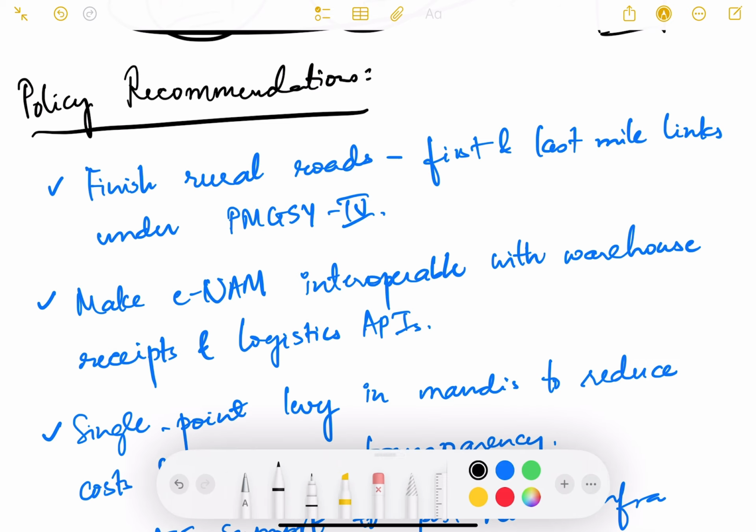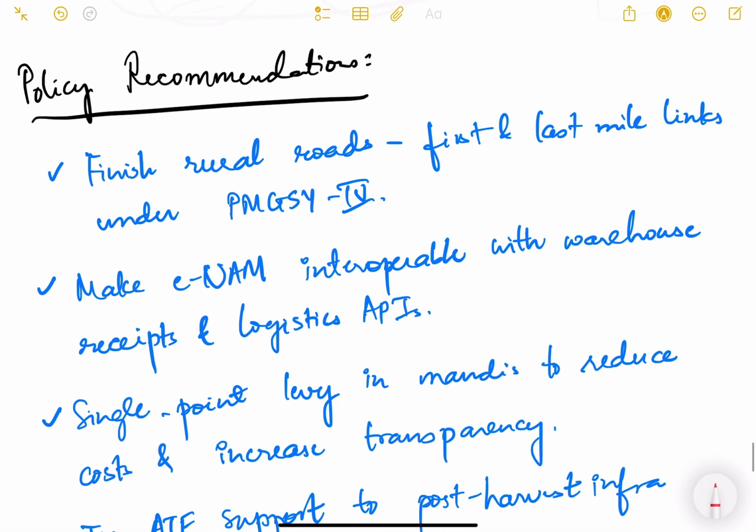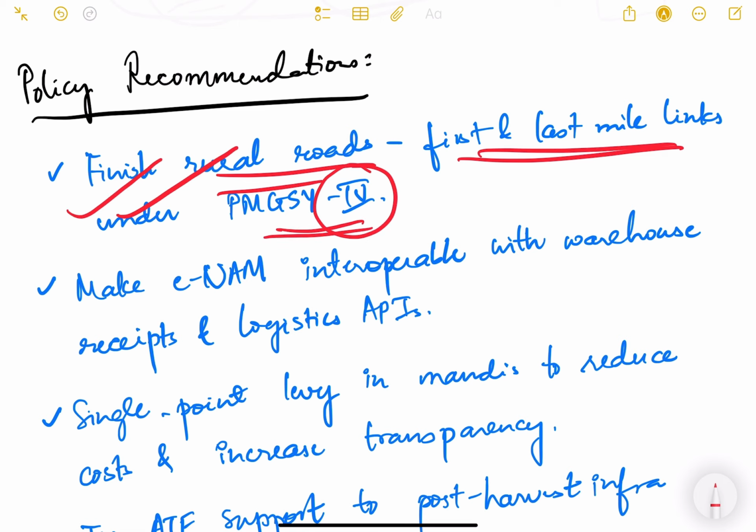Now what are the further policy recommendations that can be done, innovative ways to resolve these issues? So first, we have to deal with the basic problem. That is rural roads. Okay, in order to have the first and last mile connectivity under the Pradhan Mantri Gram Sadak Yojana phase 4. Okay, so we have to finish this.